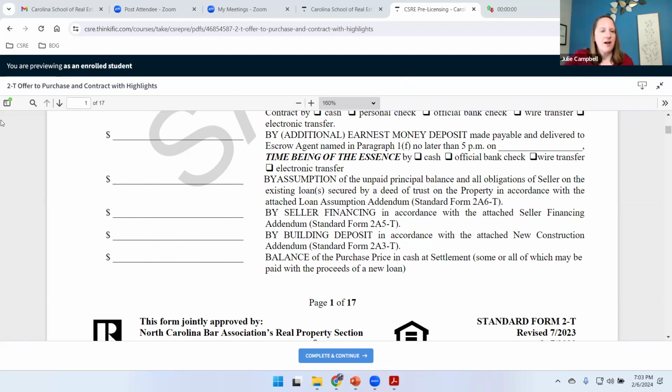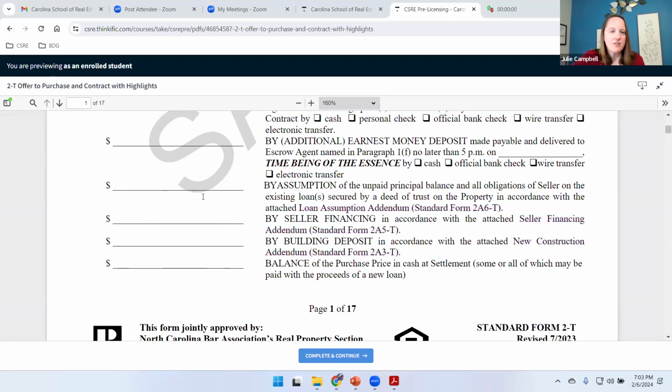I want to point out to you guys, one thing I like a whole lot about our forms, when the need arises for us to use an addendum, the contract tells us. It reminds me, hey, you're doing a building deposit, don't forget to attach the new construction addendum standard form 2A3-T. Hey, you're doing an assumption, don't forget to attach this form. As I've mentioned, you guys, I'm such a big fan of being familiar with the forms because it helps us know what we need to do. I don't know of a case where we're going to have all of these deposits and fees, but you can see here we have the option.